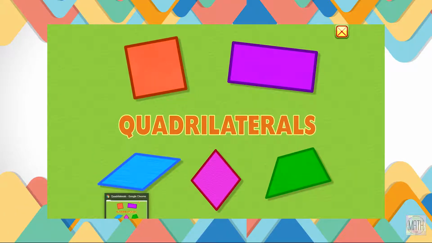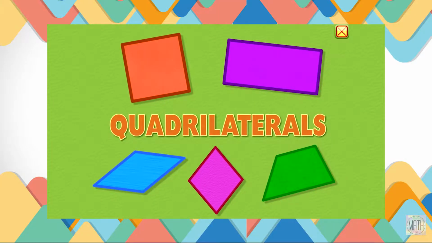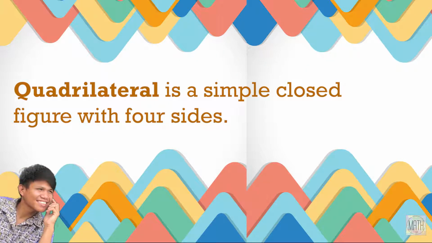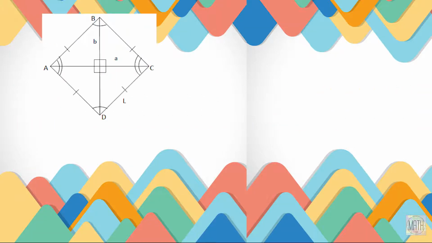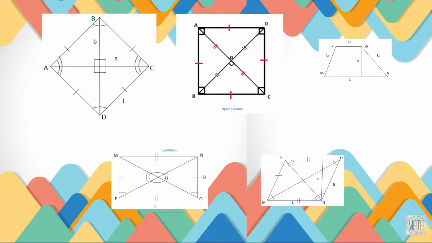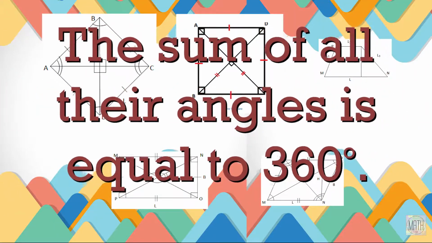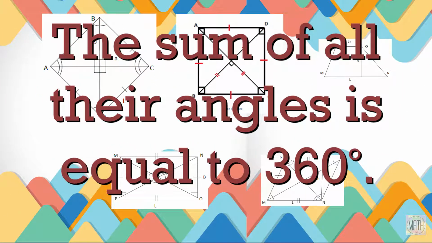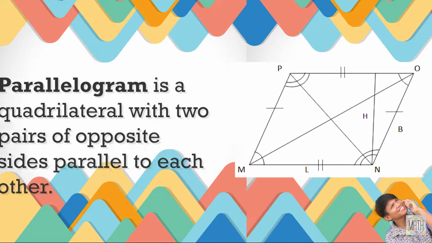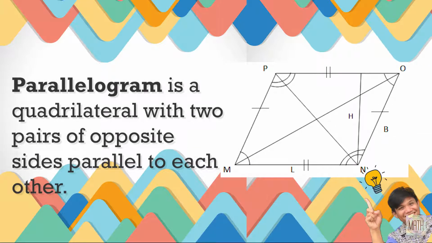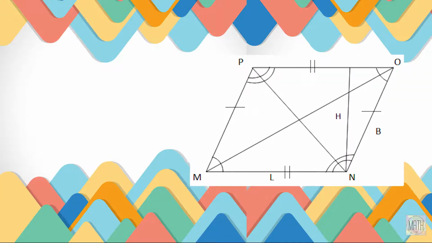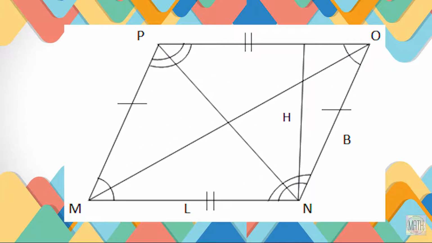Let's start by defining what quadrilaterals are. A quadrilateral is a simple closed figure with four sides. One common property of all quadrilaterals is that the sum of all their angles is equal to 360 degrees. A parallelogram is a quadrilateral with two pairs of opposite sides parallel to each other. It is a parallelogram if it contains the following properties.